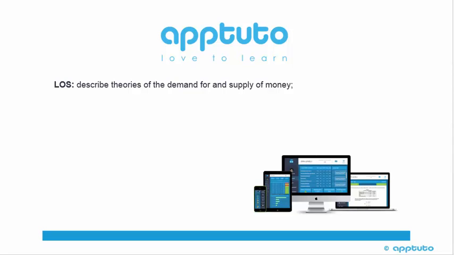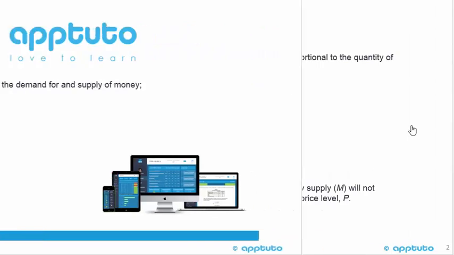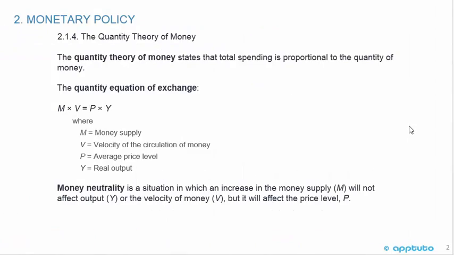This LOS describes theories of the demand for and supply of money. The quantity theory of money states that total spending is proportional to the quantity of money. So the quantity equation of exchange is M times V equals P times Y, where M equals the money supply, times velocity of the circulation of money, equals the average price level times real output.